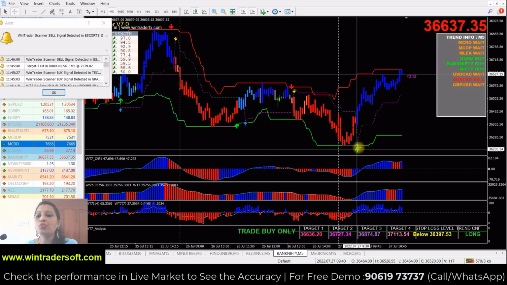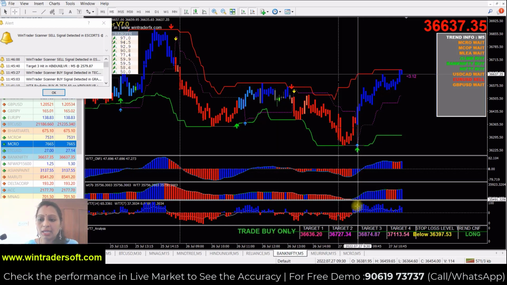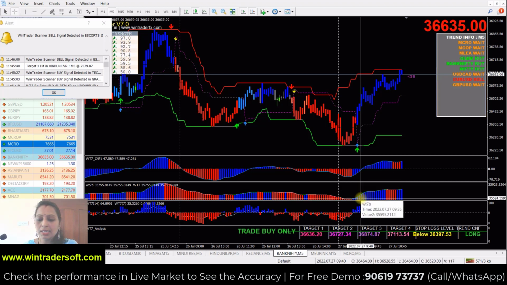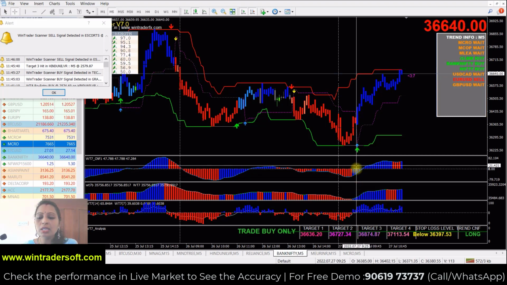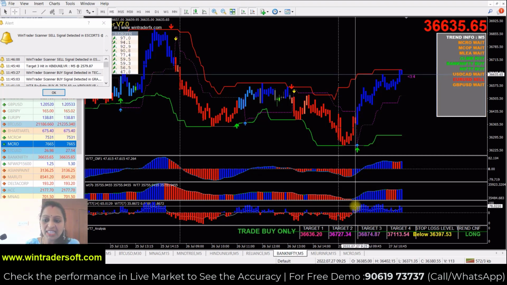And the second confirmation: below the arrow there are 3 indicators, the first indicator, second indicator, and third indicator. These 3 indicators should be in blue color. So if these 4 confirmations are okay, then you can directly take the trade.